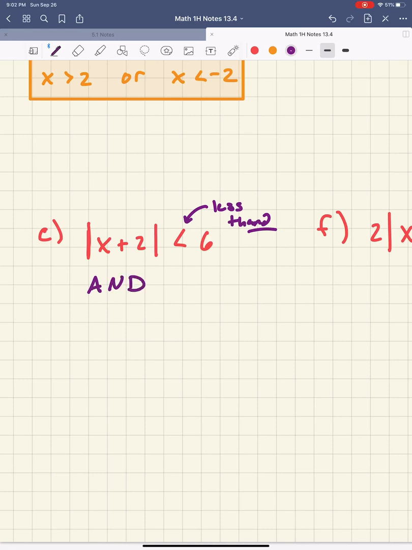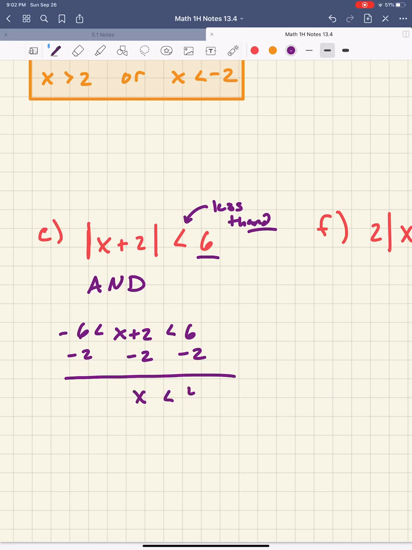So remember, AND compound inequalities, the expression, in this case x plus 2, goes in the middle of our inequality symbols, and we've got 6 on one side because of the 6 here, and we put a -6 on the other side. And then this one does require some solving. So remember, our goal is to get x by itself in the middle there. So we can subtract 2 from all sides, and I get x is less than 4 and greater than -8.